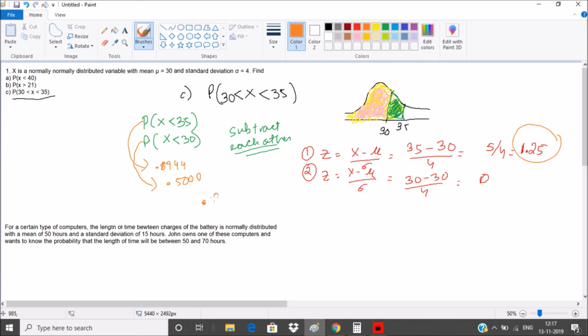So 0.8944 minus 0.5000 gives us 0.3944, which is the value of this area.